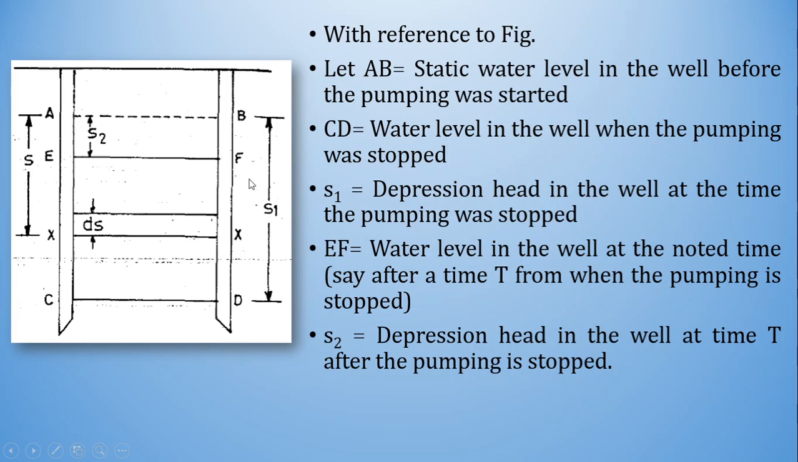EF is the water level in the well at the noted time, say after time T, from when the pumping is stopped. So after pumping is stopped, you allow the water to recover, and after a time interval T, you will find this new level EF. S2 is the depression head in the well at time T after pumping is stopped. So after pumping is stopped and after time T, this is the new drawdown or depression head S2.